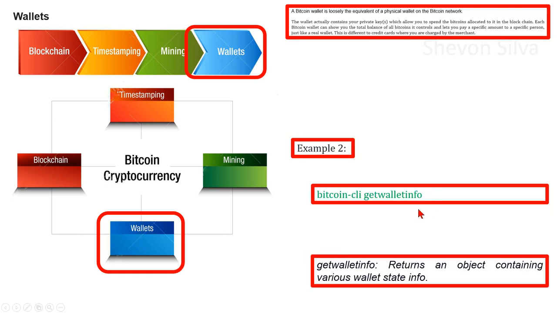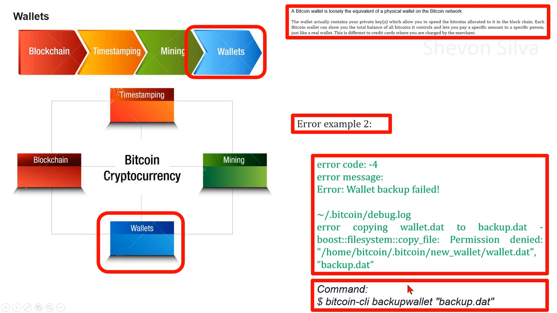As an example too, we can consider this one, bitcoin-cli getwalletinfo. Here getwalletinfo returns an object containing various wallet state info. As an error example too, we can consider the error that occurred after executing this command, bitcoin-cli backupwallet backup.dat, with error code -4 and error message: the wallet backup failed. So look in the log at ~/.bitcoin/debug.log. If you check the log, you might see this message: error copying wallet.dat to backup.dat, boost filesystem copy_file, permission denied.